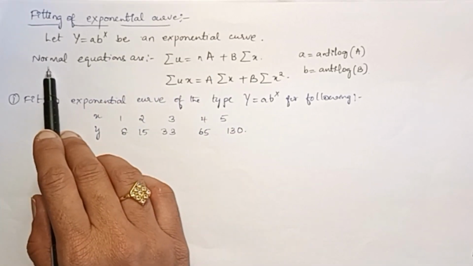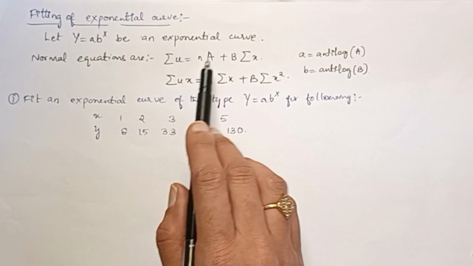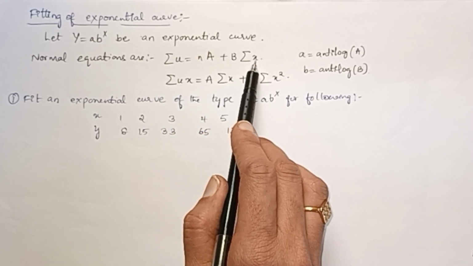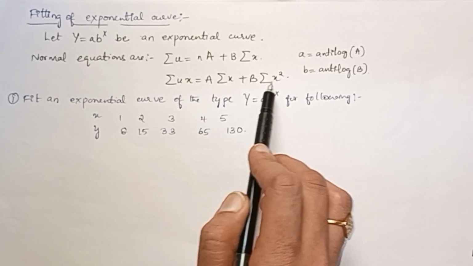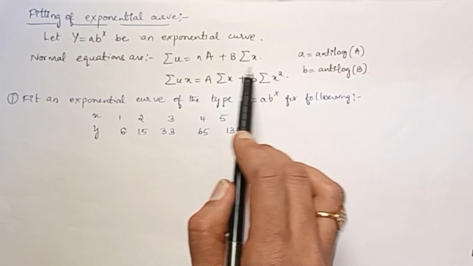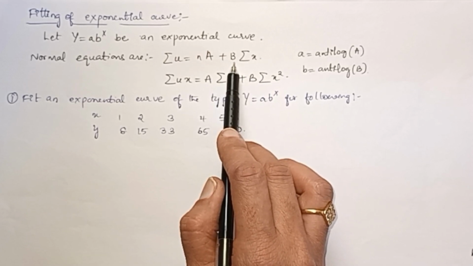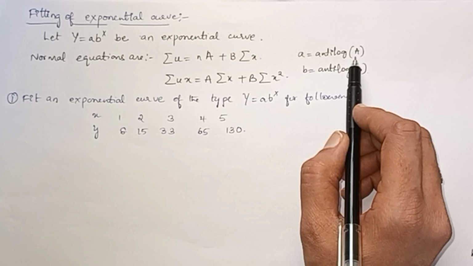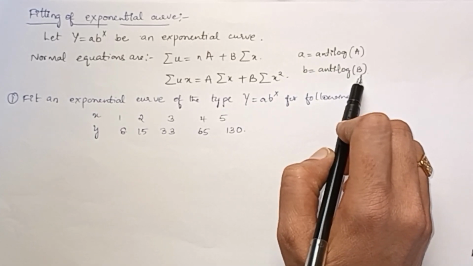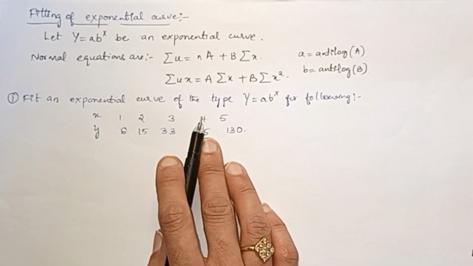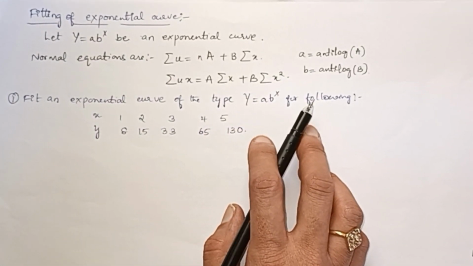Okay. So now normal equations for this exponential curve are same as before. Summation of u equal to na plus b into summation of x. Summation of ux equal to a into sigma x plus b into sigma x square. Instead of small b, we are using here capital B. Where a is given by antilog of A and b is antilog of the constant B value. Now fit an exponential curve of the type y equal to a b power x for the following data. Let us see how to do that.